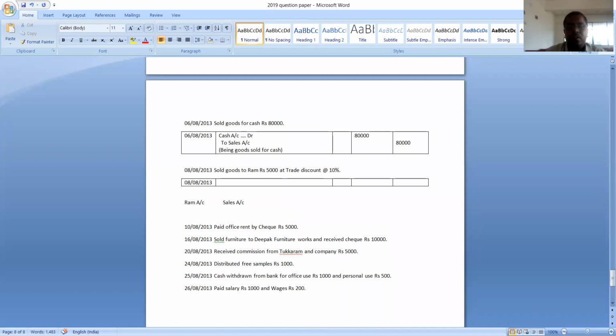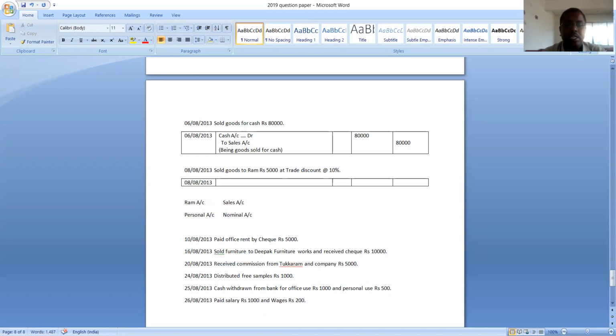One is Ram's account and another one is sales account. Ram's is which account? Ram's is a personal account. Sales is which account? It is a nominal account. Now we should decide which account should be debited and which account should be credited. Here, sold goods to Ram. Ram is which account? Personal account.